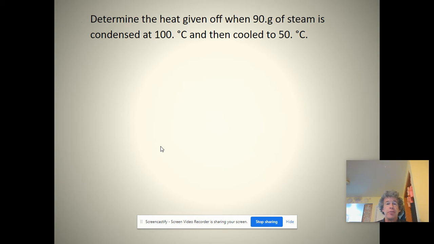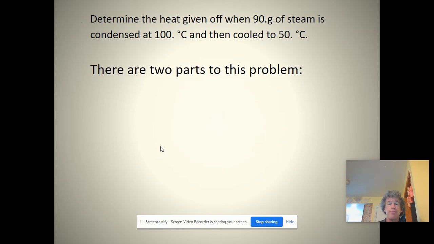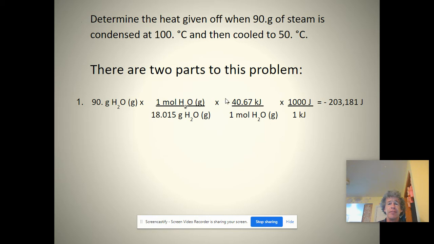So there might be a question: determine the heat given off when 90. grams of steam is condensed at 100. degrees Celsius and then cooled to 50. degrees Celsius. There are actually two parts to this problem. One of them is converting the steam into liquid water, and for that part we have to use dimensional analysis. First off, we have 90 grams of water, which is a gas at this point, steam, and then we convert that to moles. So 1 mole of water is 18.015 grams of water.